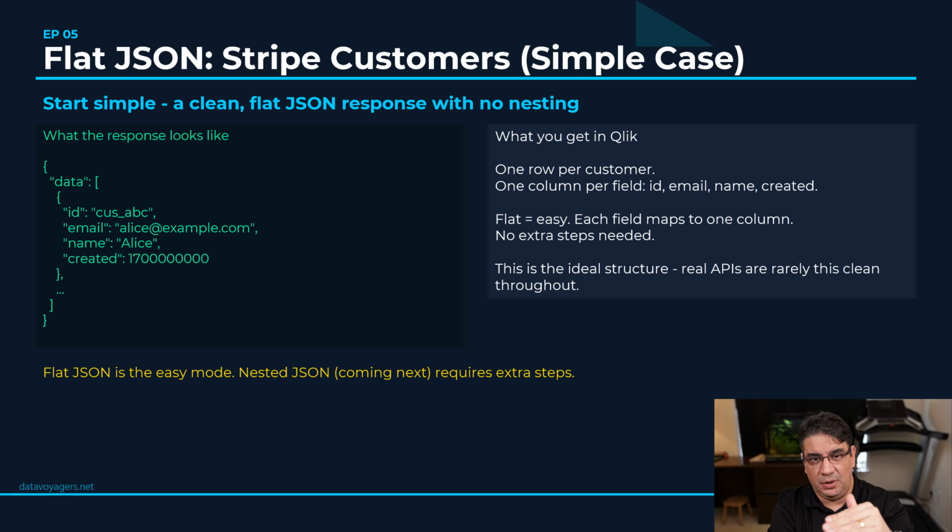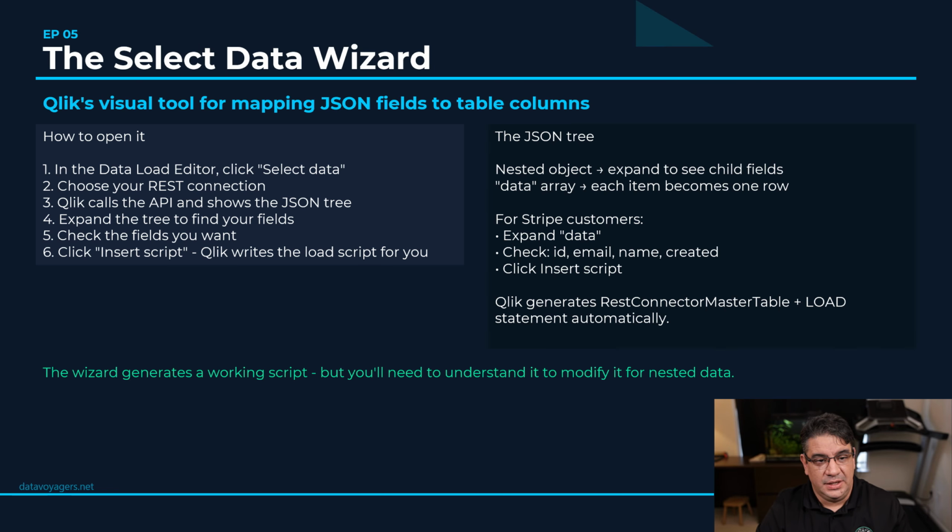So we are going to keep only the flat ones. So nothing that has curly brackets inside these curly brackets. So again, each curly bracket inside the data node would be an individual customer record. Okay. So then we are going to use the data wizard to get the data from the REST connections.